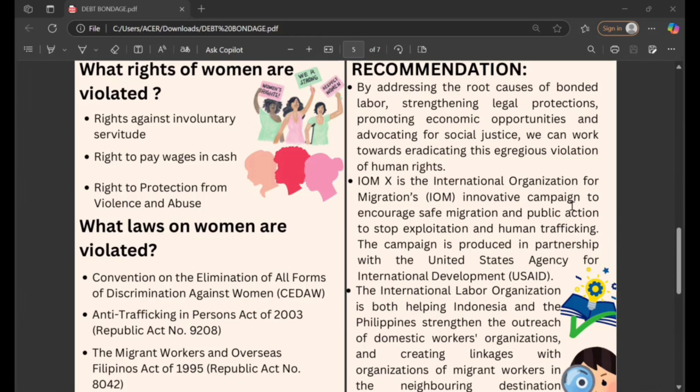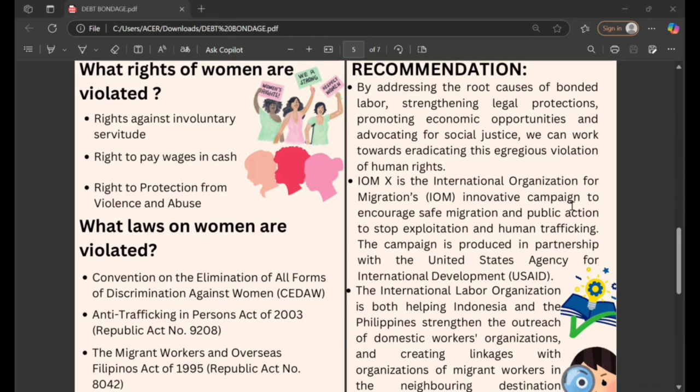And for the laws on women that are violated under debt bondage, first, the Convention on the Elimination of All Forms of Discrimination Against Women, or CEDAW. Article 6 of the CEDAW focuses on the protection of women from trafficking and the exploitation of prostitution. These provisions emphasize the need for legislation and policies that address the root causes of trafficking and exploitation, protect women from these abuses, and hold their perpetrators accountable.